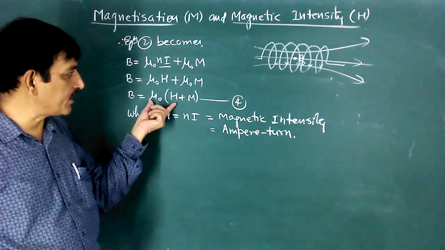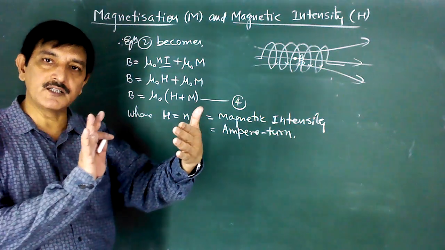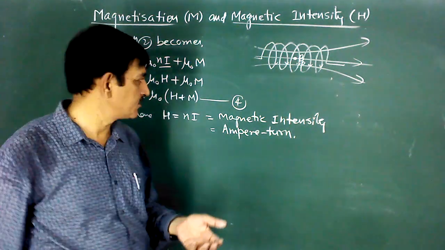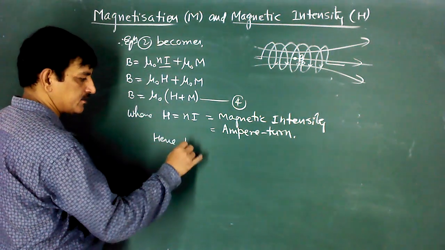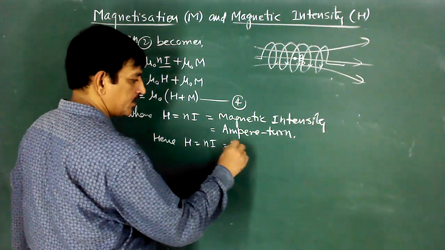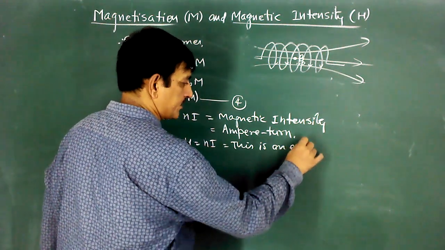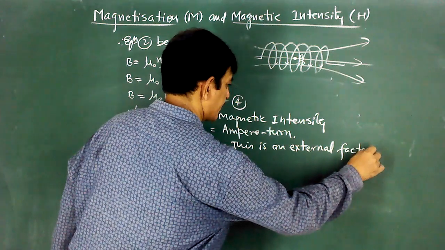So here magnetic intensity is an external factor. What is the number of turns per unit length and what is the value of current flowing through it. So here we can say that H is equal to Ni. This is an external factor.